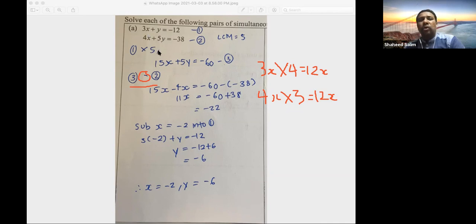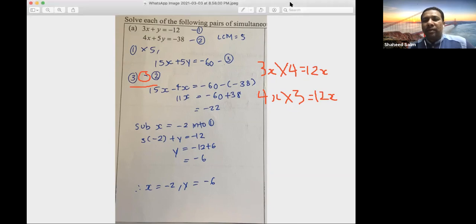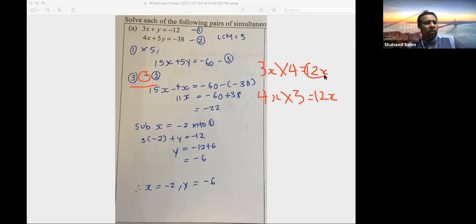So this LCM thing, when your teacher mentioned LCM, actually what she means is you just need to make it the same number and minus it. LCM means the lowest number out here. This is the lowest number. That's what LCM means.